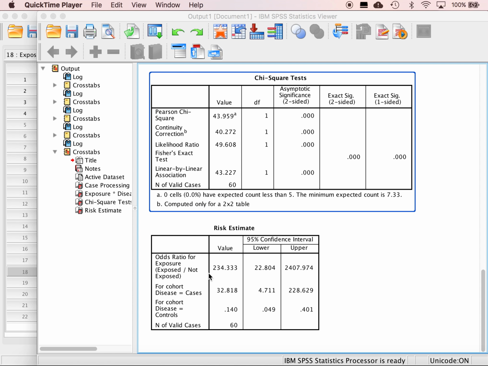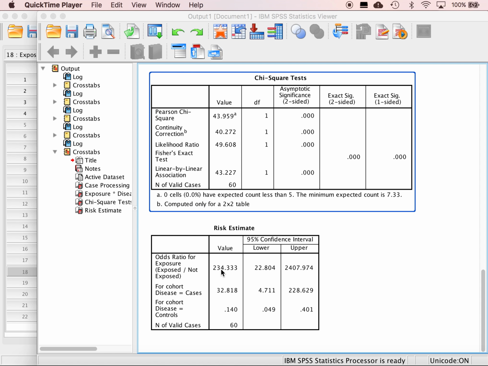And the actual odds ratio calculated number is 234.333. You can double check that against what we calculated it to be. And then the nice thing about having SPSS calculate this for us is that it also calculates a 95% confidence interval around that estimate. And so this gives us an idea of how sure we are that that number is or is not equal to the null value of the odds ratio.